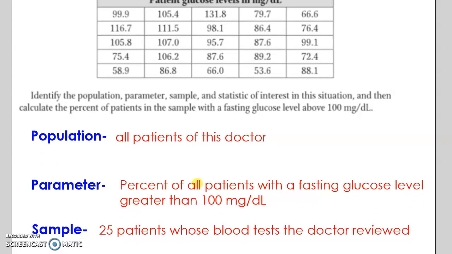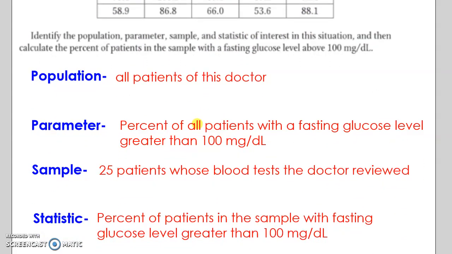Okay, now the sample is going to be just the 25 patients that are recorded here on this table. The statistic is going to be the percentage of the patients that have a fasting glucose level that is greater than the 100 milligrams per deciliter. But again, it is only for these 25 patients.